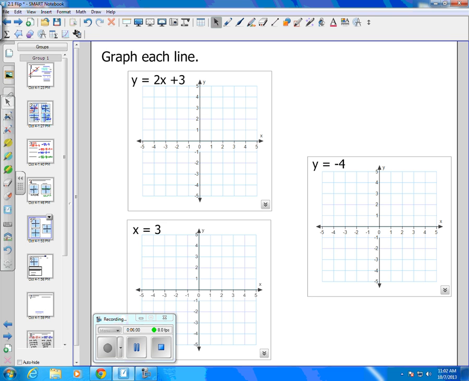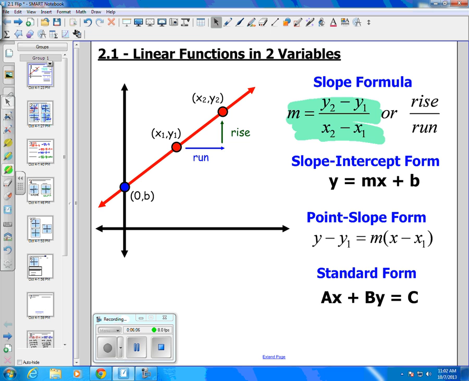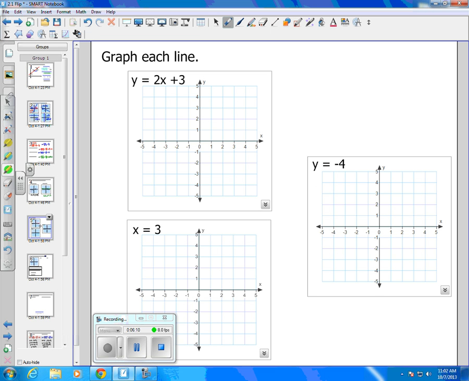Here you can see this first line. It is in slope-intercept form, which is one of the more common ways that we will express an equation of a line. That is right here, y equals mx plus b. So you have definitely seen this format before.